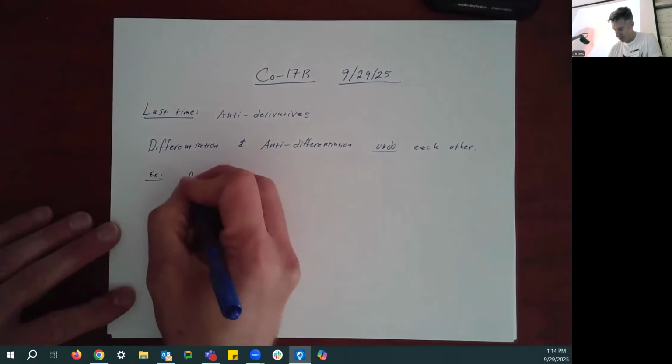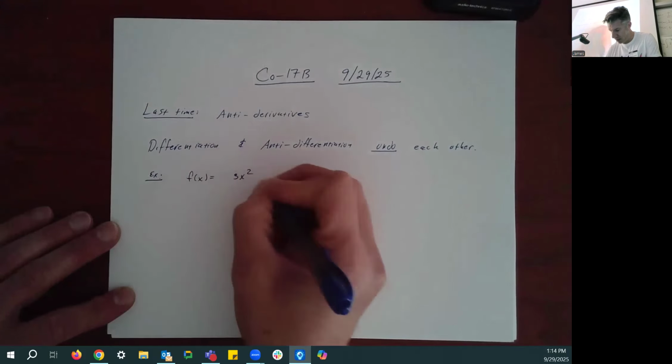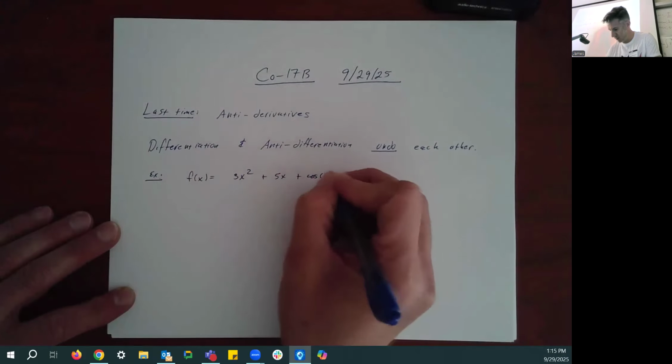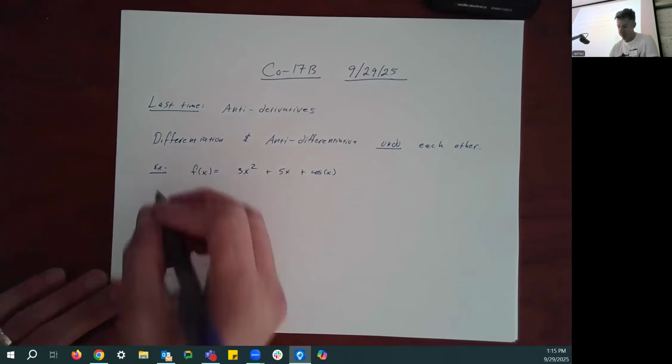Let's say our function is 3x squared plus 5x plus cosine of x. I can start by first finding the antiderivative.